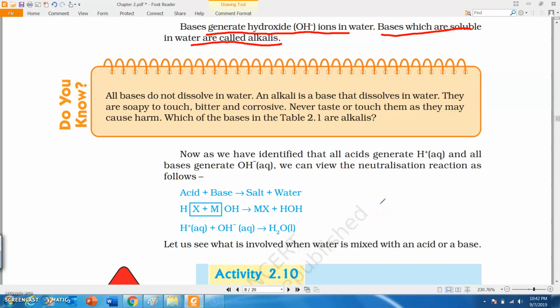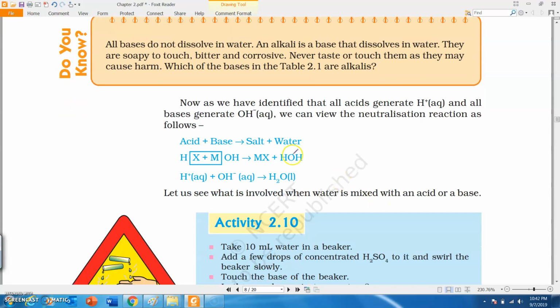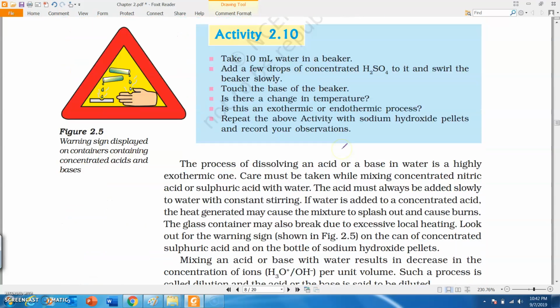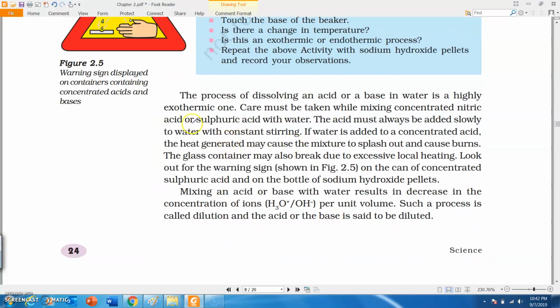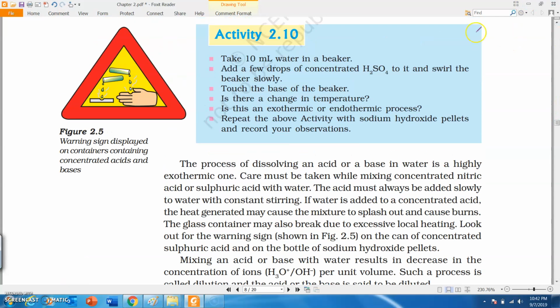This we have already done, this reaction, and the process of dissolving, sometimes we have seen this sign. This is a sign of danger, a warning sign displayed on containers containing concentrated acids and bases. We shouldn't touch it. Now next is activity 2.10.